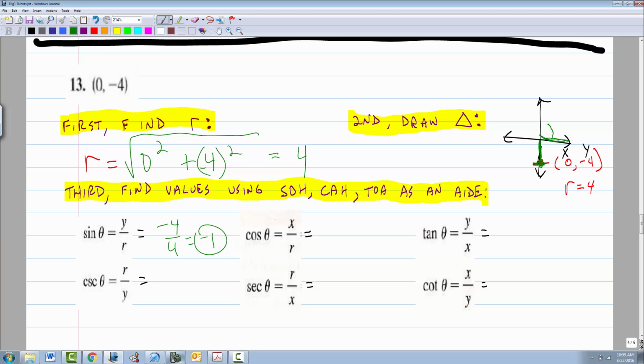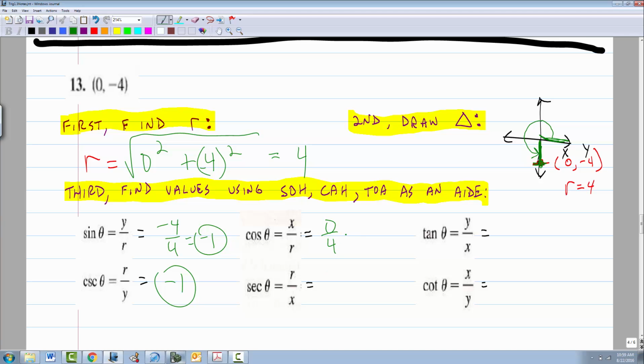Here's why. You start here. How far did I go? 90. How far did I go? That's why you're actually finding the sine of 270 right now. If you typed sine of 270 on your calculator, you would get -1 spit out if you're in degrees. What's cosecant then? -1. It's the flip of -1. It's R over Y.